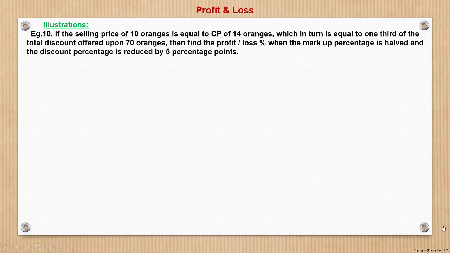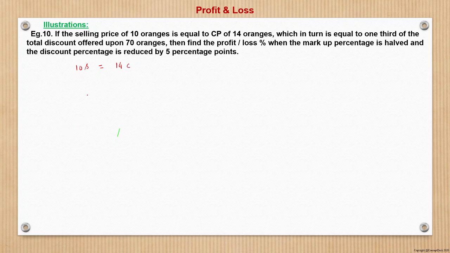The question is of moderate difficulty level, and the main thrust should be interpreting the question, that is the statement of the question. Here it says that if the selling price of 10 oranges, so let us assume that the selling price of 1 orange is S, so 10 oranges' selling price is 10S, is equal to the cost price of 14 oranges. Let us assume the cost price of 1 orange is C, so 14 oranges will be 14C.